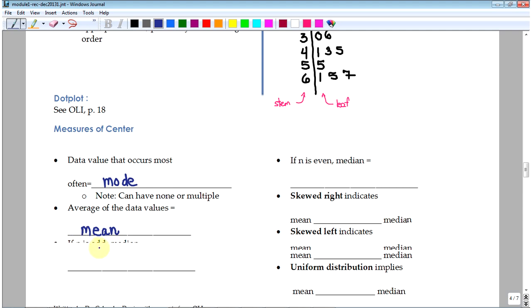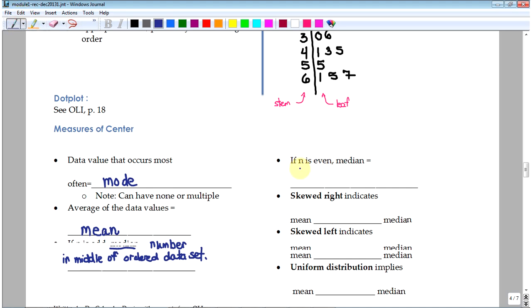If n is odd, the median of your data is going to be the number in the middle of your ordered data set. So you number your data set either from biggest to smallest or smallest to largest. The number in the middle is the median. So the number in the middle of an ordered data set. Again, ordered because the values cannot just be random. They have to be from smallest to largest or vice versa.